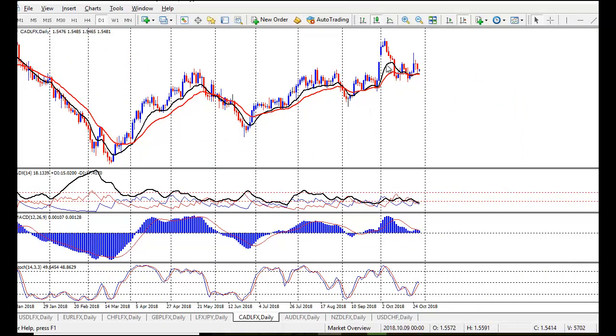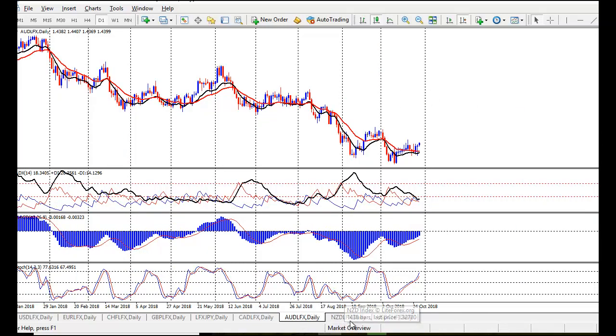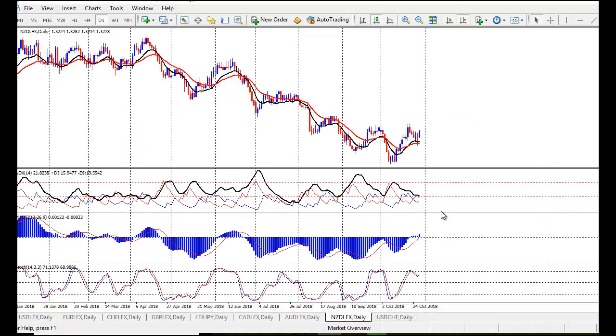The moving averages are nicely sticking to each other. There's nothing happening. It's just in a range, so I ignore it. Same for the Aussie and same for the New Zealand. So you can see we don't really know whether it's the start of a trend. It's not really getting there, but I know overall it's not really doing much. You can see the ADX is also flat.